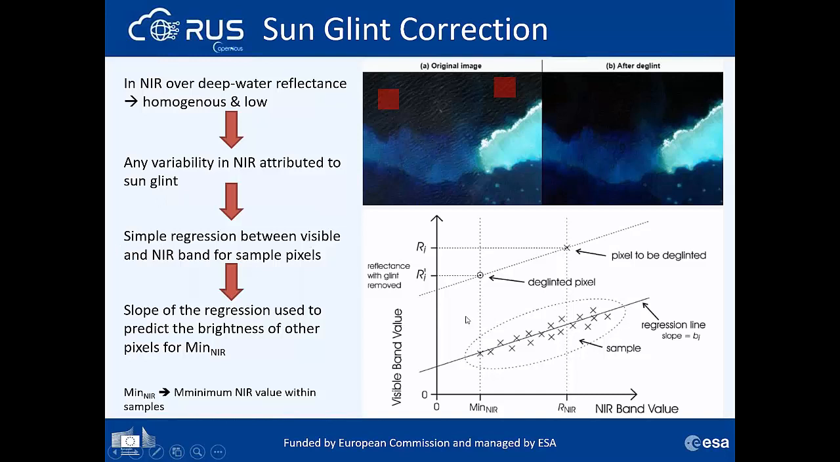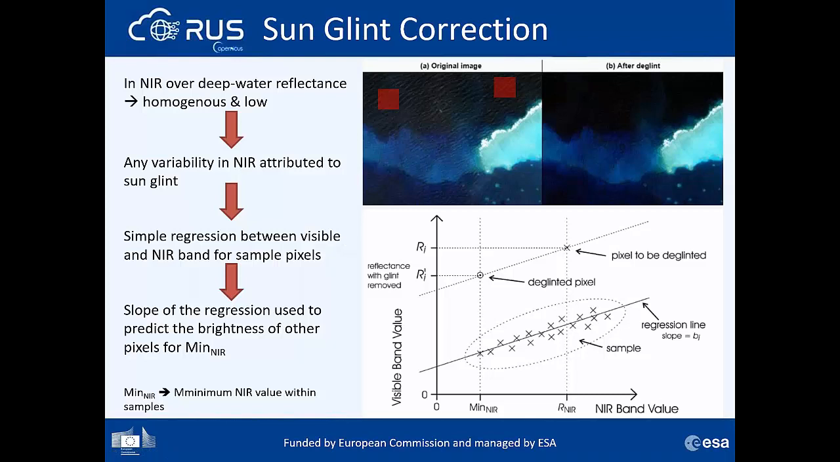In this case, then, we can plot the values, so we can plot our near-infrared values. We have a minimum, so we basically plot the minimum value within our samples and the other values, and we can fit a regression line through these. And we plot them in relation to the visible bands that we wish to correct. So we then perform a simple regression between the visible and the near-infrared band for the sample pixels.